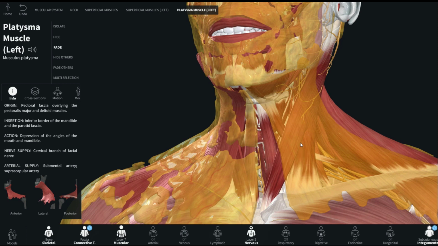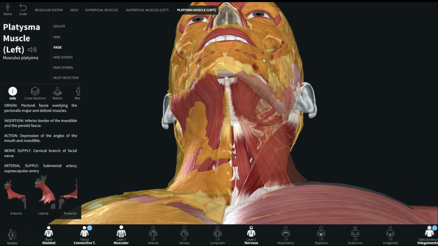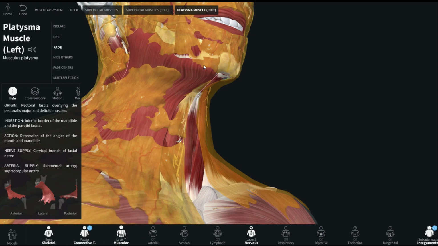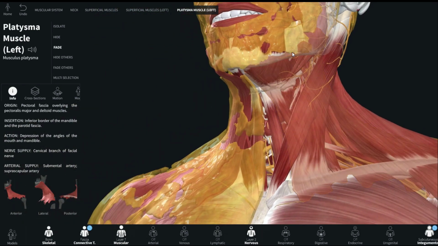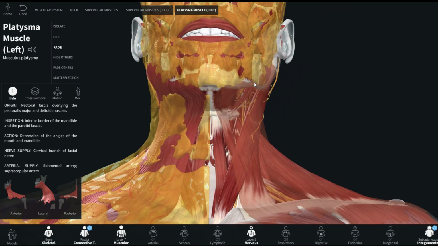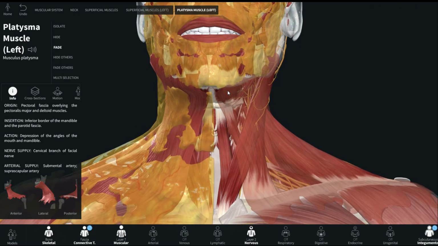So platysma is going on like this, and then it is being inserted onto the lower border of the mandible, as you can well appreciate over here. It is moving on and inserted into the lower border of the mandible. Now what's happening is that both the platysma muscles from both sides, their fibers meet somewhat in and around the region of the symphysis menti.